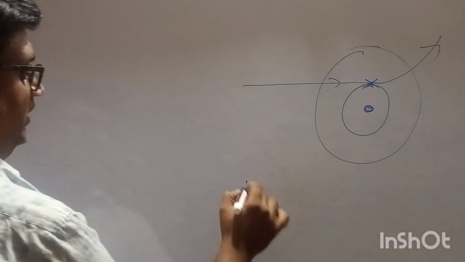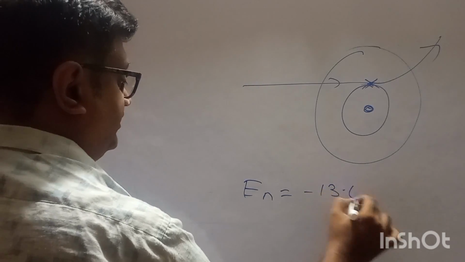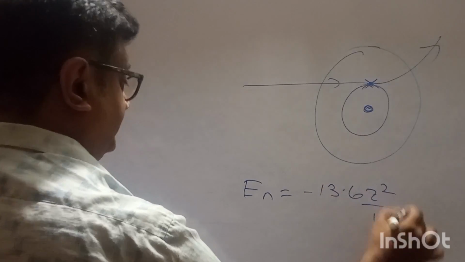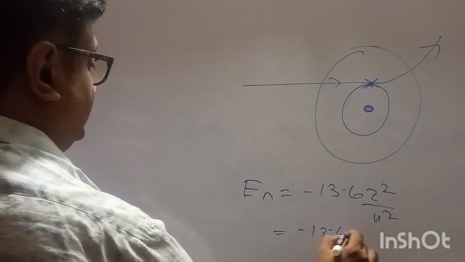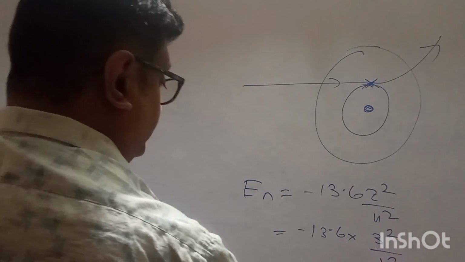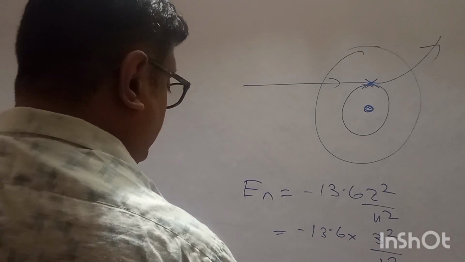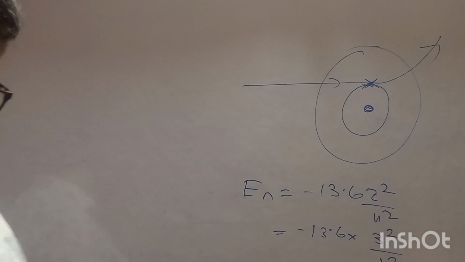So here we can directly apply the Bohr formula, En is equal to minus 13.6 Z square by n square. He's talking about the case of lithium. So for lithium it is minus 13.6 into Z value is 3, and ground state means 1 square. If you simplify, you'll get 122.4 electron volts. Option 4 is the correct one.